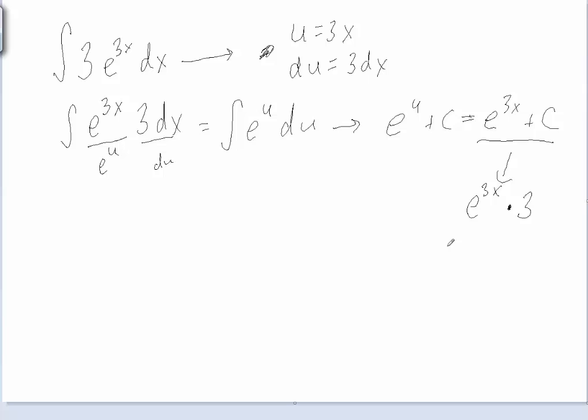Okay, so these are some relatively straightforward ones. What happens if we get something a little bit trickier? So let's take the integral of 4x plus 14 times x squared plus 7x plus 10 cubed dx.